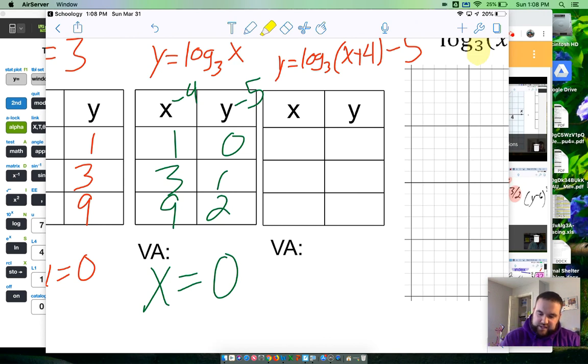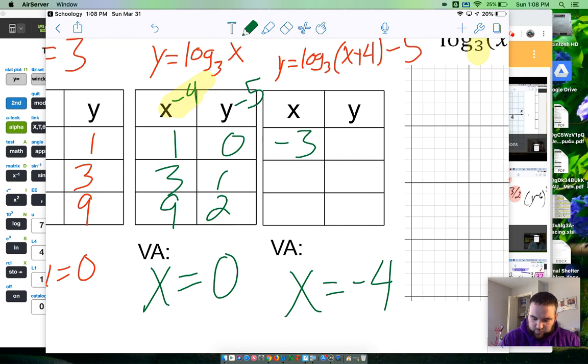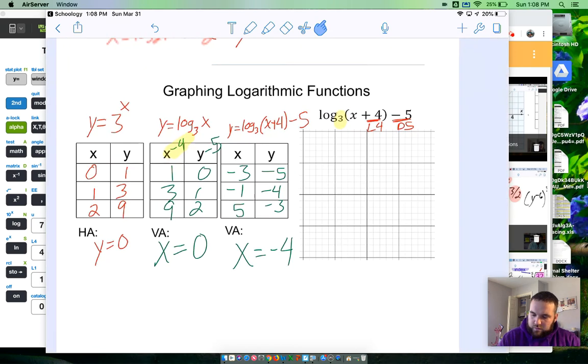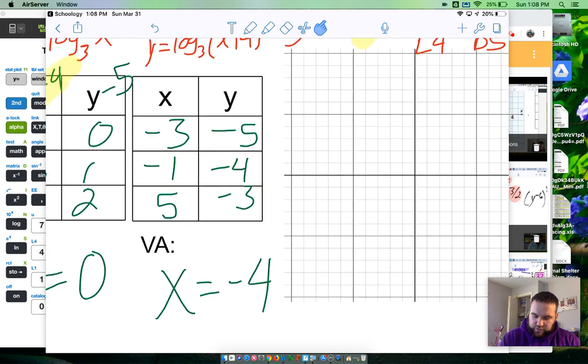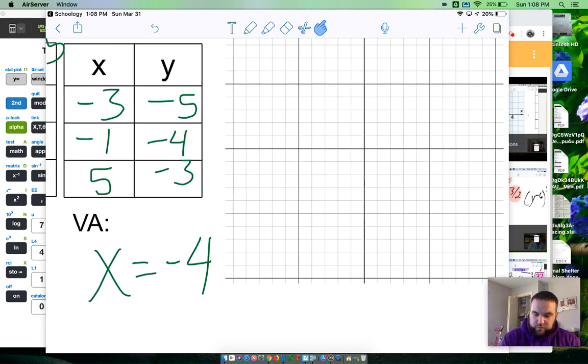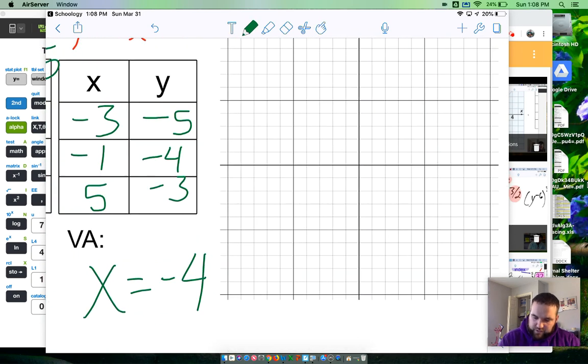So since I am taking my x coordinates and subtracting 4, the final vertical asymptote is going to be at negative 4. So I'm going to take away 4 from each of these coordinates: negative 1 and 5. I'm going to take away 5 from each of those coordinates: negative 5, negative 4, and negative 3. And then I'm going to graph this last table. Again, I'm going to start with the vertical asymptote at negative 4.